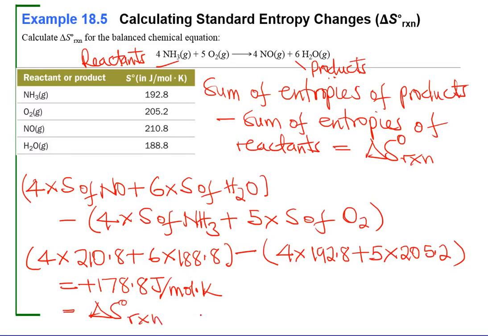That's how we determine the change in entropy of reaction when you are given standard entropies. So first, you say sum of the entropies of products minus sum of the entropies of reactants is equal to change in entropy of reaction. And then you just plug in the numbers like I have done here. Make sure to not forget the coefficients. These coefficients are very important. Like this 4 here is the 4 here. This 6 here is the 6 I am using here.